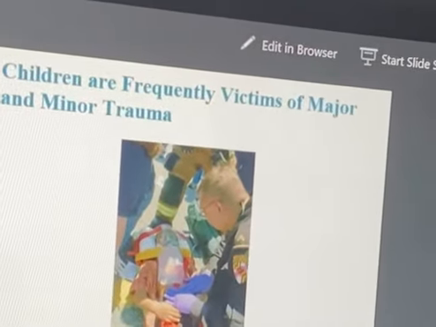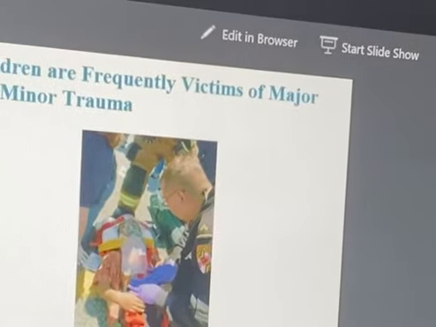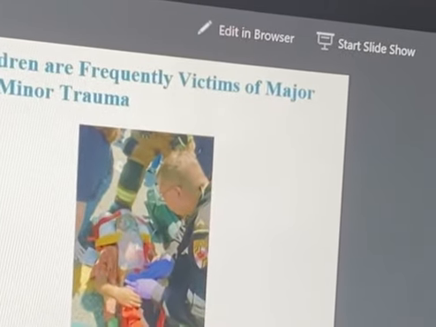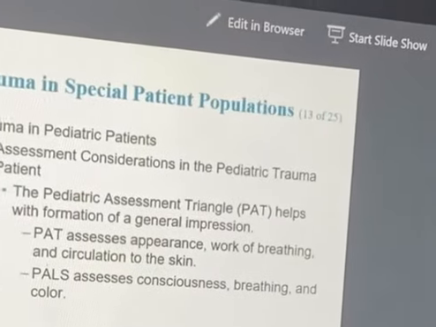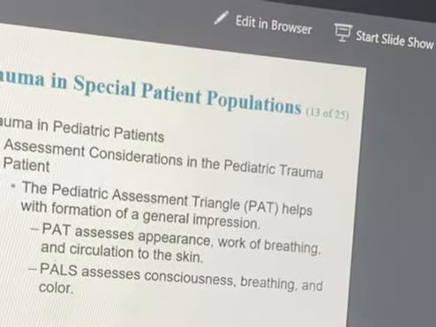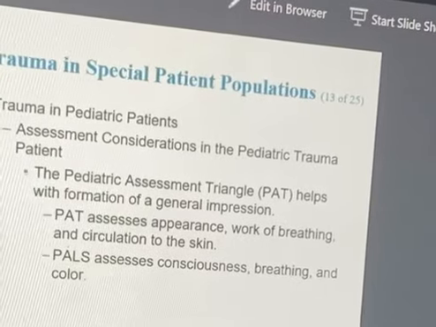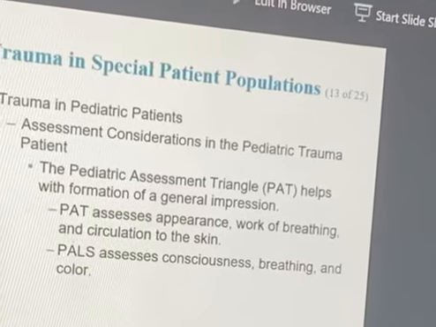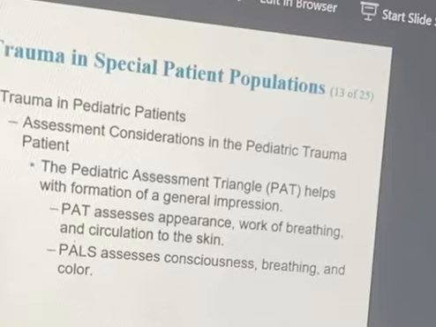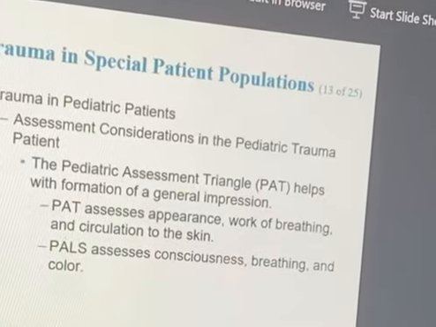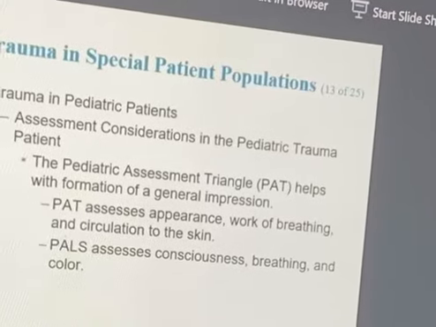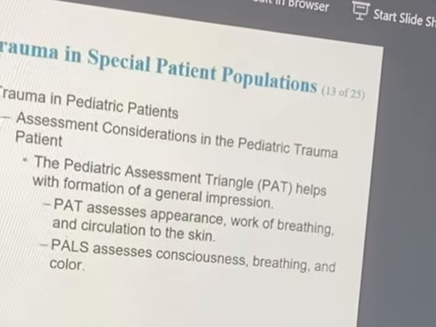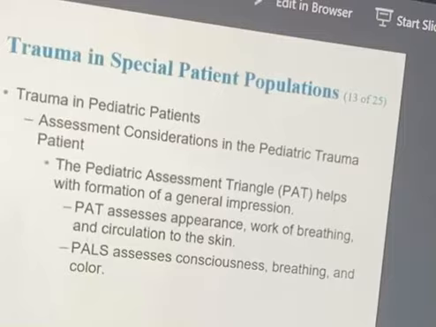Traumatic forces are more widely distributed in a pediatric patient than in an adult, and this makes them more prone to suffering from multisystem trauma. Both the PAT and PALS assessment collect the same information and general impression of the pediatric patient. The appearance or consciousness component refers to the assessing of the child's overall mental status. Are they unresponsive, irritable, alert, their body position, and their muscle tone?